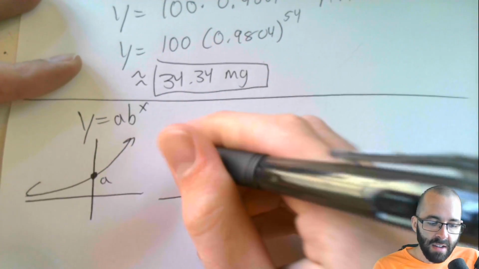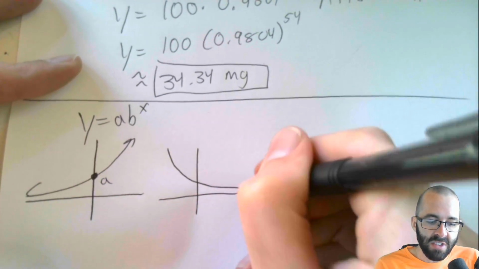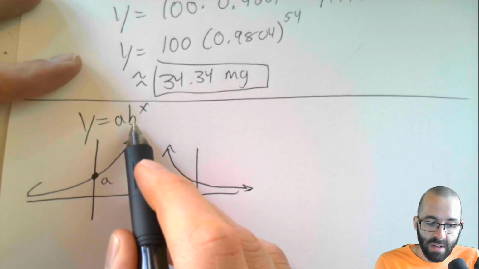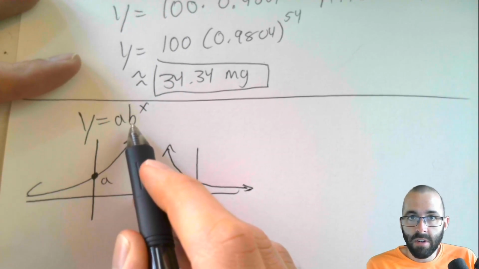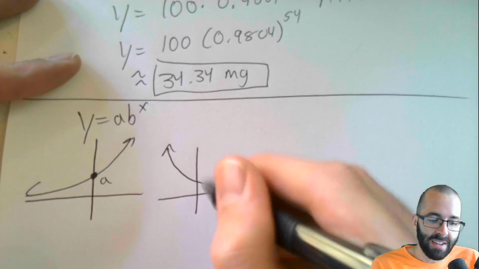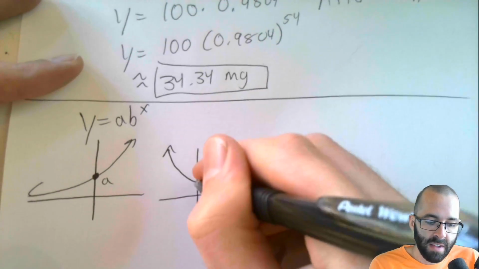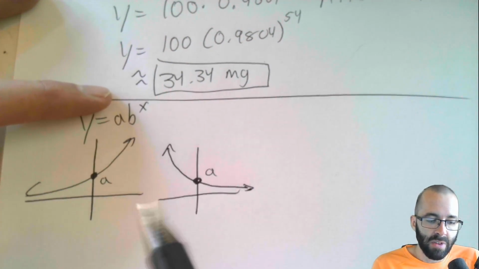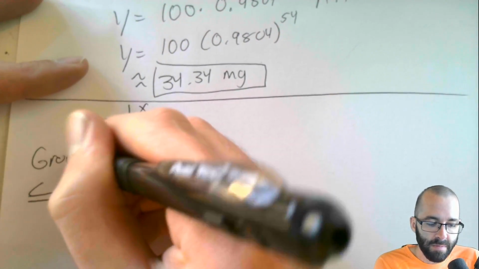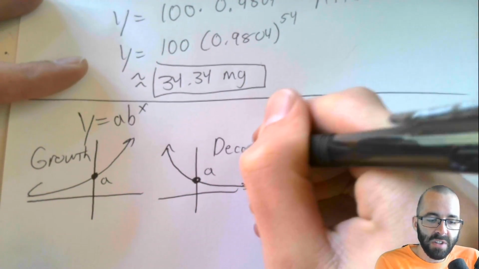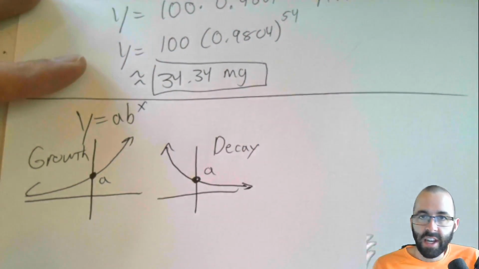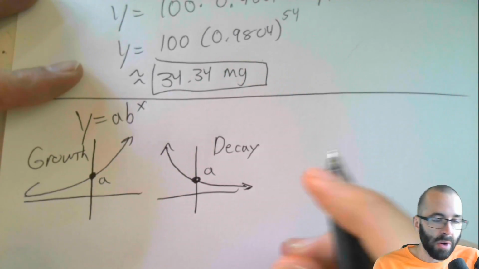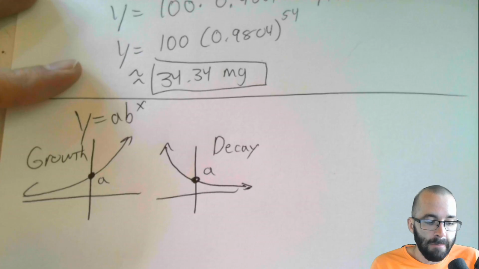Or if it's decay, if b is smaller than 1, if b is like a half or a third or 2/3 or something like that, it looks like this. It's decaying over time. This is still a. The initial value is still a, whether it's growth or decay. And again, if you ever forget what these things look like, you can just plug in points and see, or you can check your answer on Desmos, okay?